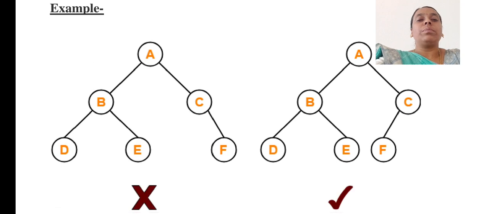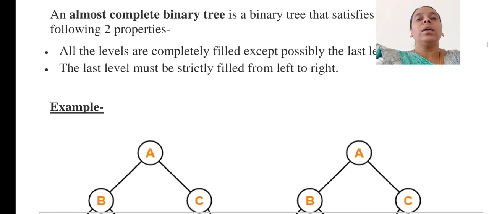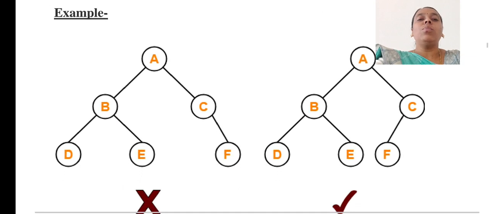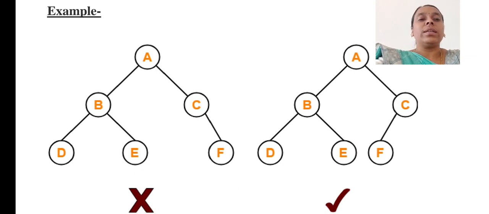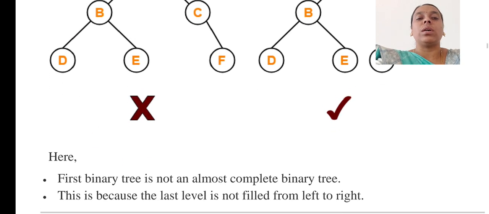In this example, the C node has a right child, not a left. So it is not an almost complete binary tree. Here the nodes must be filled from left to right, not right to left. So the second diagram is correct, the first one is wrong.